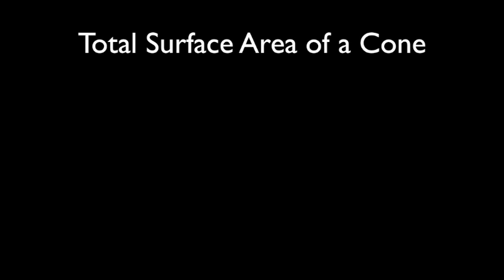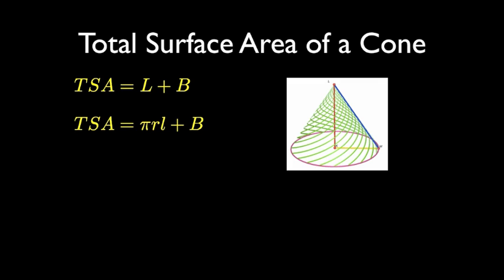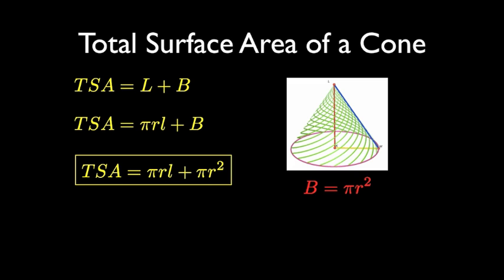Likewise, for total surface area of a cone, we'll take our total surface area for pyramids and substitute in. We know lateral area is pi times r times L, and the area of one base, well, a base is a circle. Circles have an area of pi times r squared, and so the total surface area of a cone is pi r L plus pi r squared.